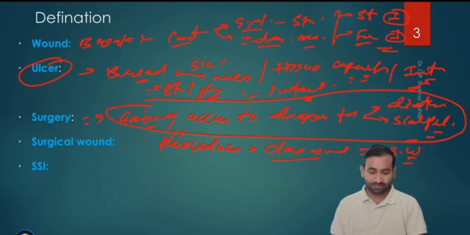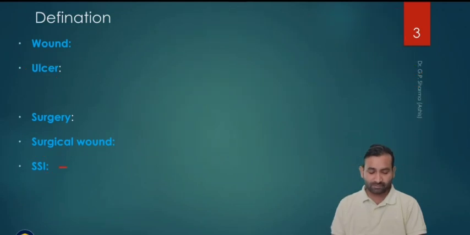And infection of the surgical wound is called what? The surgical site infection. So what is surgical site infection? Let me clean this one. Surgical site infection is the infection of the surgical wound, right? And this surgical site infection usually occurs within 30 days if there is no prosthesis, and it may occur up to 90 days if there is prosthesis.